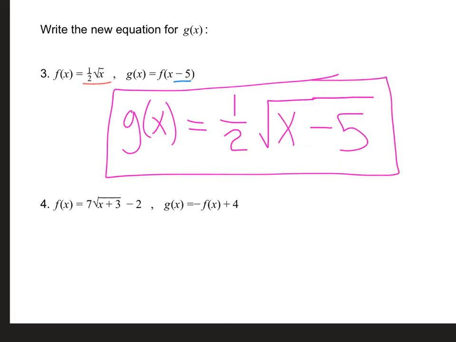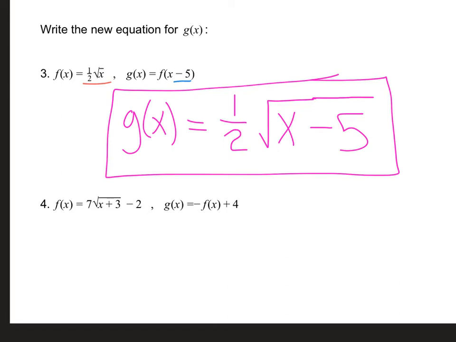And that's it. Obviously, it gets a little bit harder than that. That's a really easy one. But really, as long as you can see that, hey, I just apply this to f of x. So I take f of x, which is 1/2 square root of x, and then I do whatever my alteration is of minus 5 from the inside. I'm going to put that on the inside, and voila, I'm done, right?